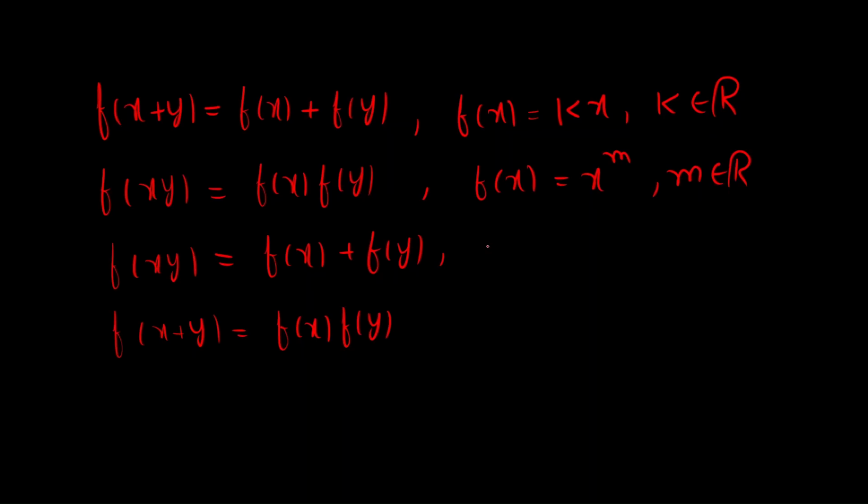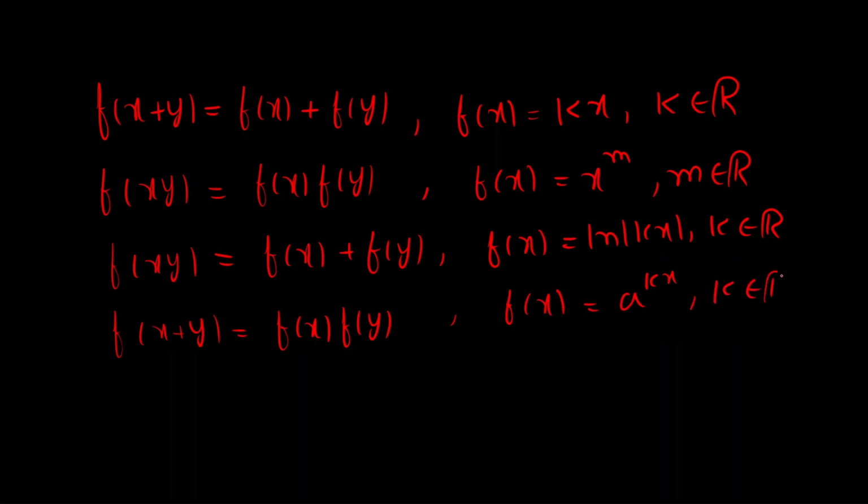If I ask you for the third, you'll reply f of x is of the form ln of kx, where k is again a real constant. And if I ask you for the fourth one, you'll reply f of x is equal to a power kx, where k is a real constant. But many of you cannot answer if I ask you how did these equations get these solutions and how can we guarantee that these are the only solutions and no other solutions exist that will satisfy these equations.